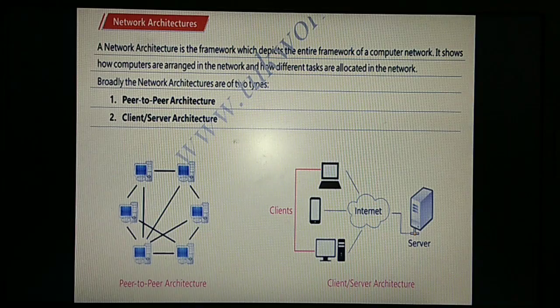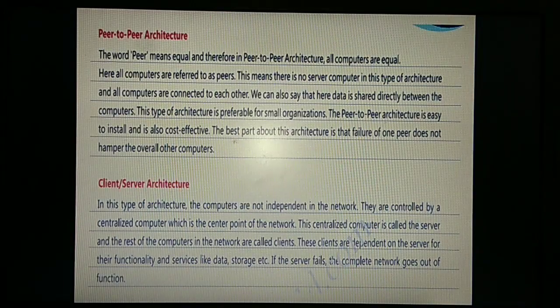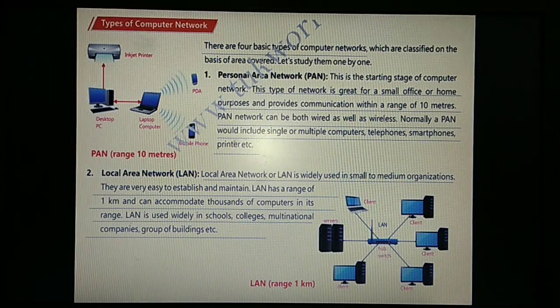Did you understand the difference between peer-to-peer and client server architecture? Next we'll go to the types of network. I expect that everyone knows about the types of network over here.